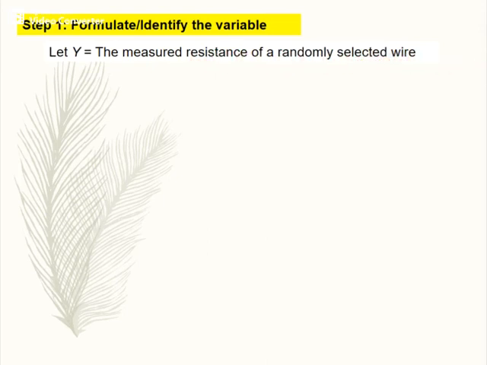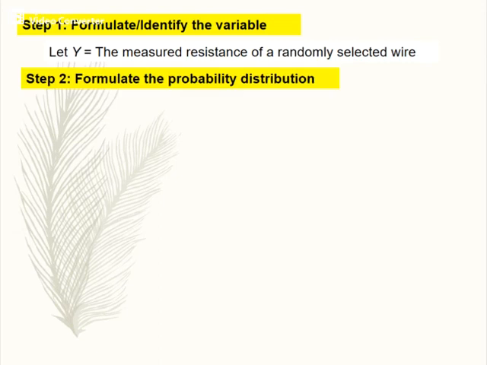Okay. Then step 2, formulate the probability distribution. So in other words, identify, is it normal? Is it Bernoulli? Is it Poisson? And then also give the relevant parameters. So in this case, remember you're going to give the mean in the first position and then the variance. Note well, put the variance.